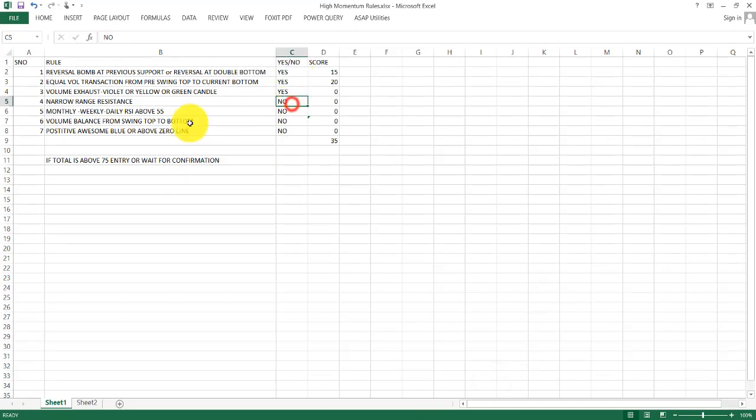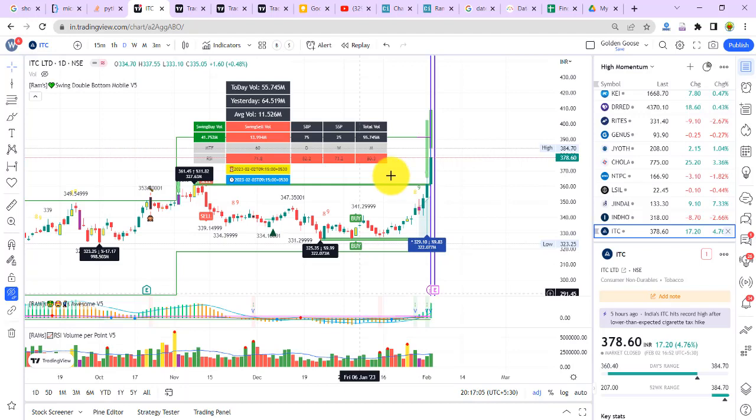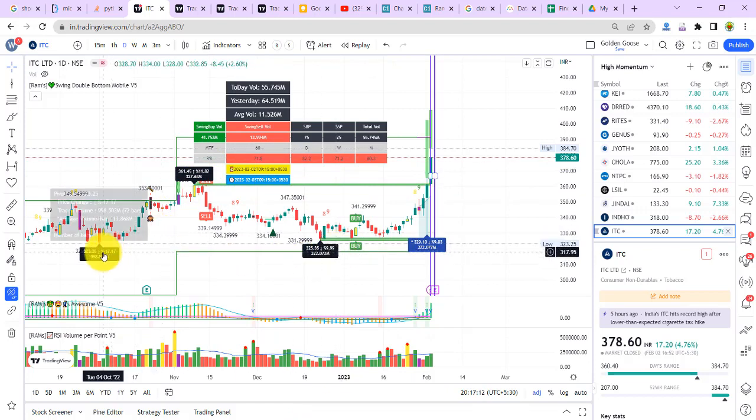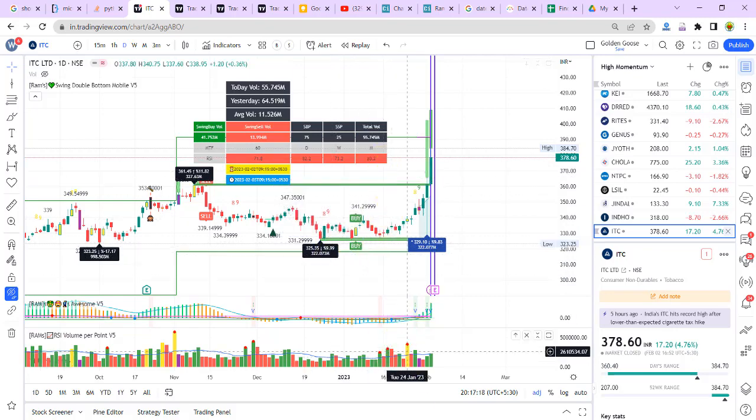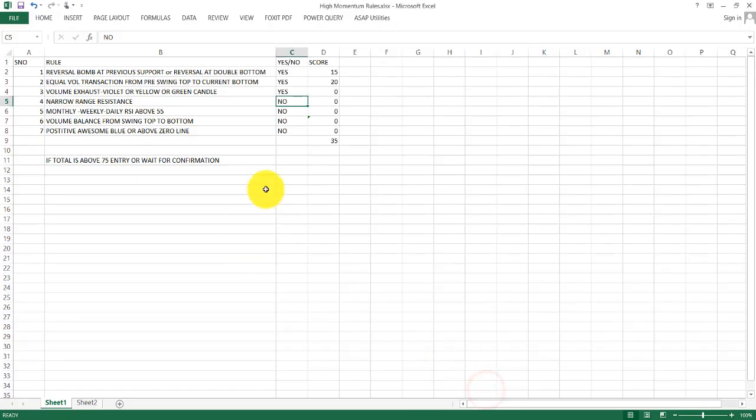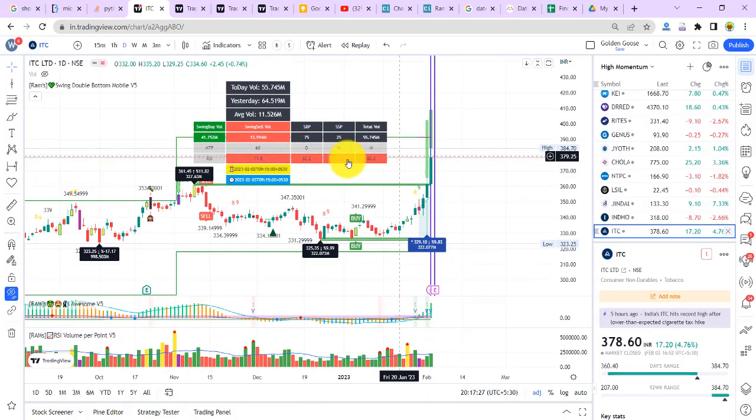Okay. Next, narrow range resistance. So this is the narrow range, meaning the price drop is in between 10% only. The price moved to 11.82% up, and the price dropped to 9.99. This is the narrow range. So I'm entering another yes here. Then monthly, weekly, daily RSI 55. You can see all these RSIs are above 55 only.